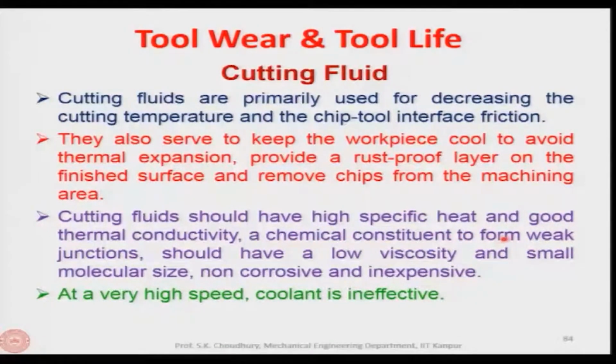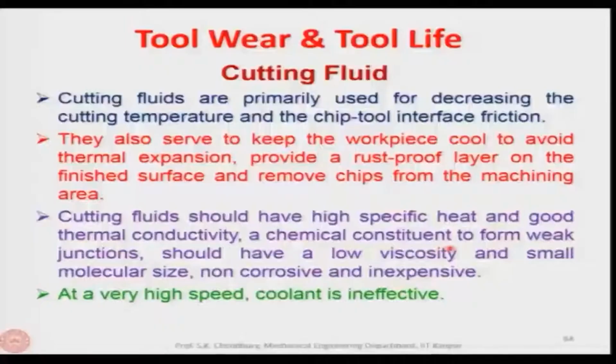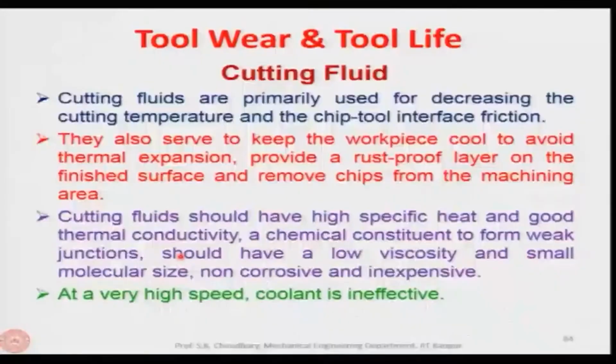This is also understood, so that it actually takes out the heat from the machining zone. It should have a chemical constituent to form weak junctions, so that built up edge does not happen, because built up edge happens because of the nascent surfaces. If the nascent surfaces are covered with a layer, they cannot get welded, and therefore, there is no built up edge formation. So, this is the mechanism. It should have a low viscosity, because it has to penetrate. If it has very high viscosity, it cannot penetrate the machining zone. It should have small molecular size, so that it can penetrate easily, and be non-corrosive and inexpensive.